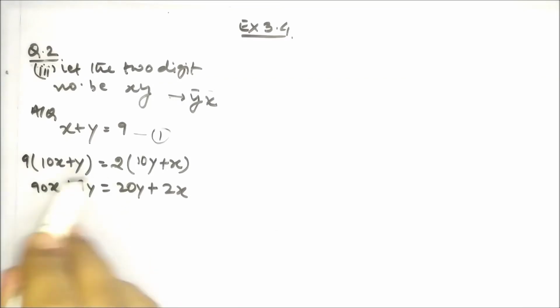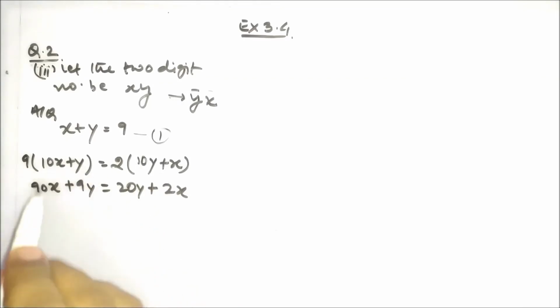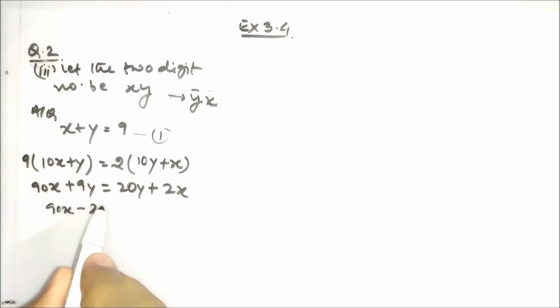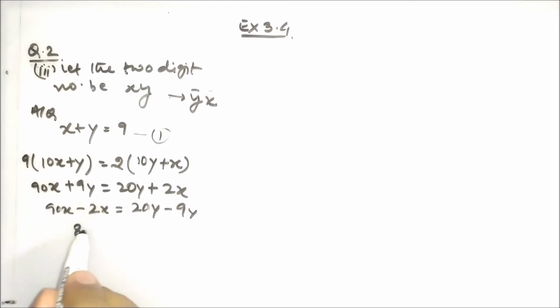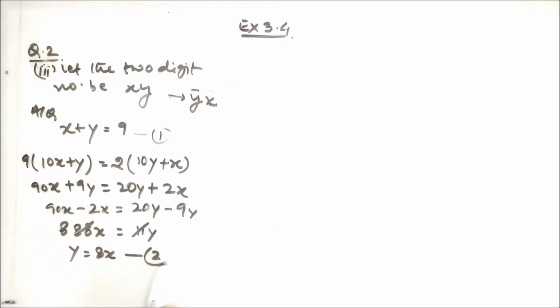Now shift the terms. So 2x will come here, so it is 90x minus 2x, and this will go there, so it is 20y minus 9y. So this will be 88x and this will be 11y. When you cancel this, it will be 8 times. So y is equal to 8x. This is your equation number 2.